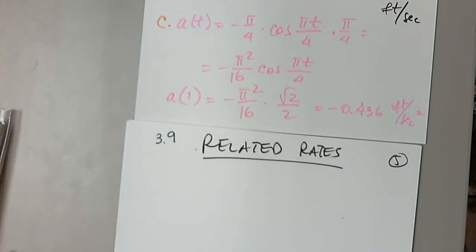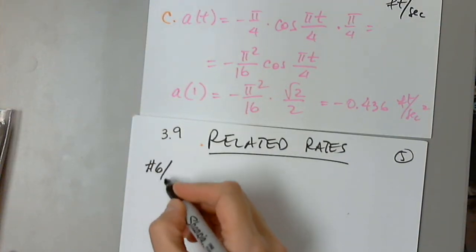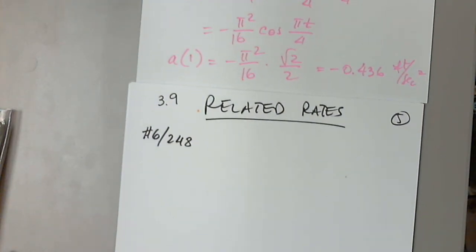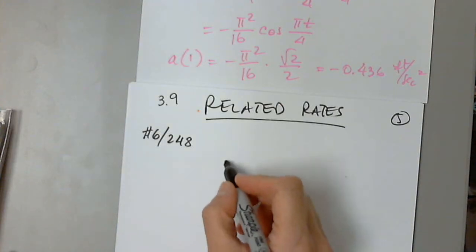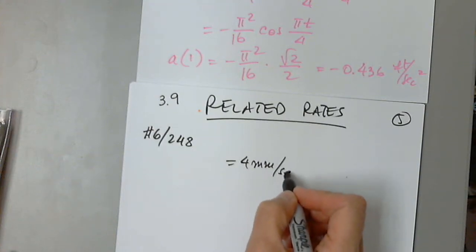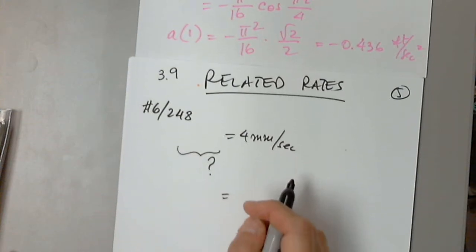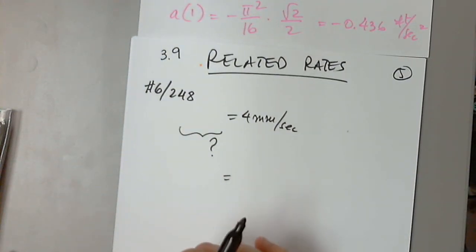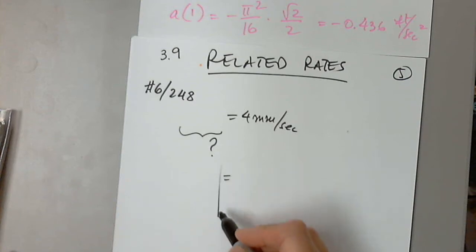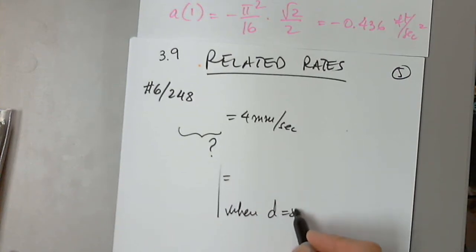So 6 on page 248. Let's read it one more time, and of course take notes on the information given here. The radius of a sphere is increasing at a rate of 4 millimeters per second. How fast is the volume increasing? So what is the question? When the diameter is 80 millimeters.